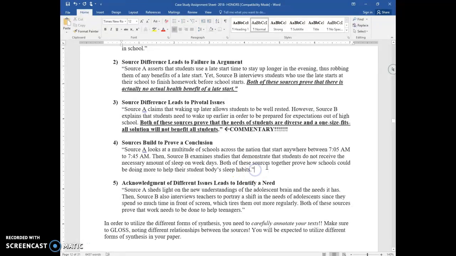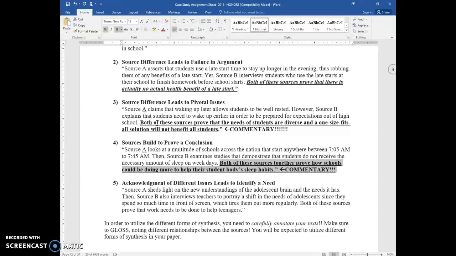And again, where is this clarified? It's through the commentary. Okay? I'm pretty sure I spelled that wrong. So all of this is going to be your commentary. While I only have it written as one sentence, you're going to be expanding on that. So your commentary could be like, since there are multiple schools that start earlier, they need to respond to the needs of their students. Source B explains that students need more sleep.